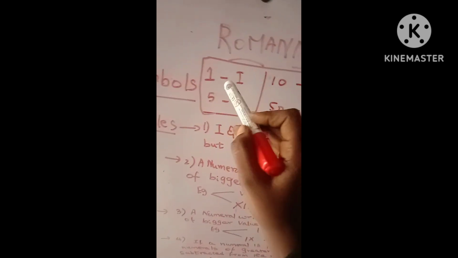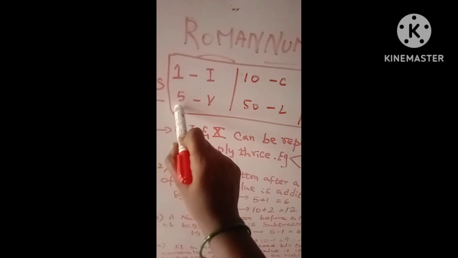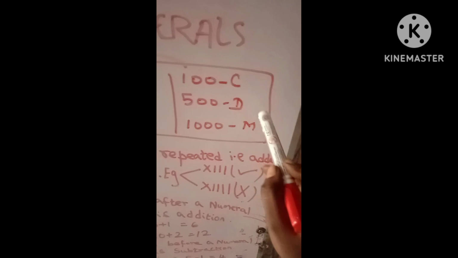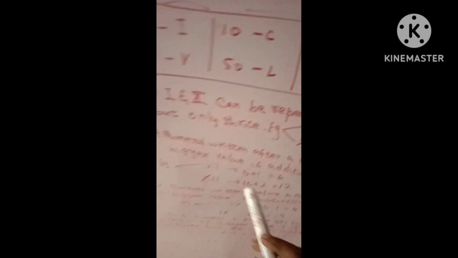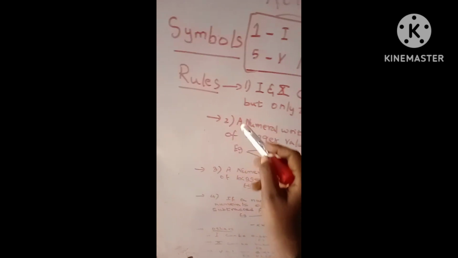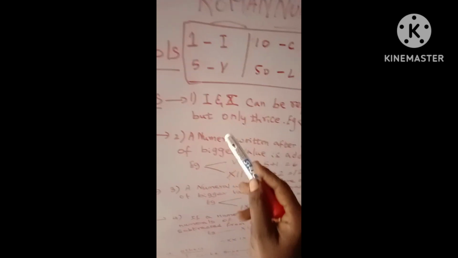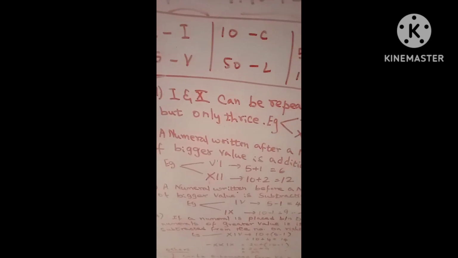Again we'll go for a small revision. I for 1, V for 5, X for 10, L for 50, C for 100, D for 500, and M for 1000. Okay, now we'll see the rules. There are 4 rules. We'll see them one by one, along with a small example for each rule.